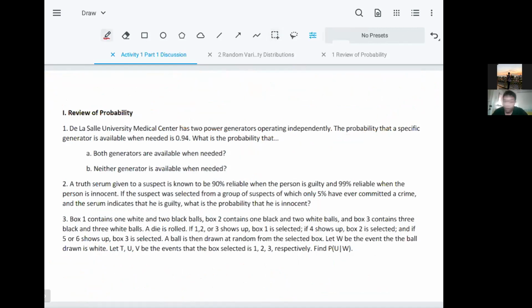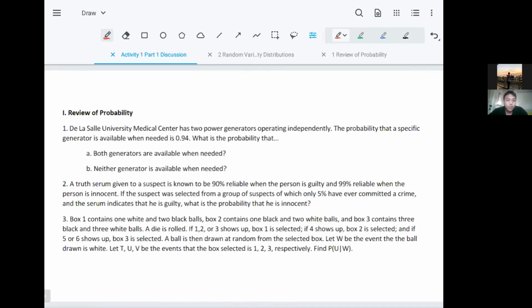So number 3, let's go. So number 3, medyo magulo na naman siya pero mas madali ito kay 2. Basically, it's a 2-step experiment in which I roll a die. The number on the die, if 1, 2, or 3 shows up, I select box 1. If 4, box 2. If 5 or 6, box 3.